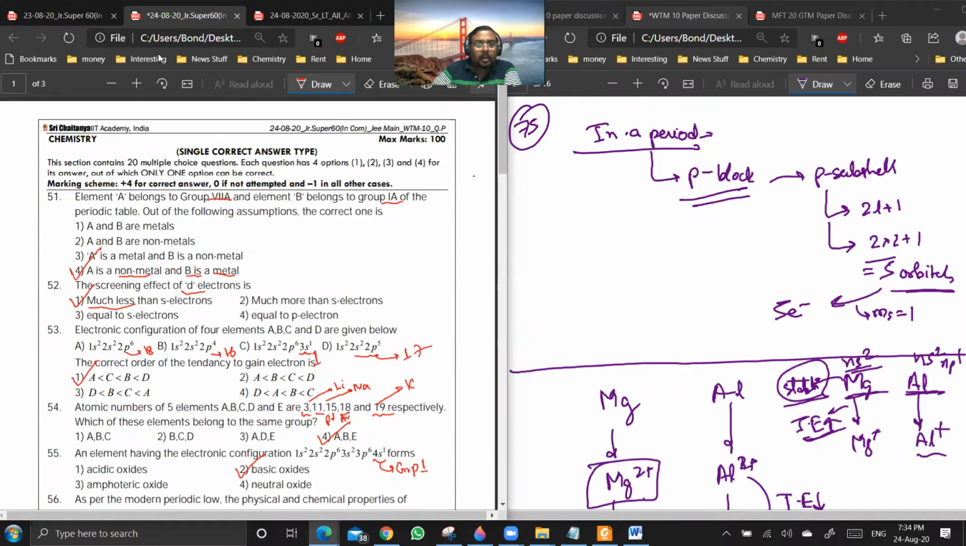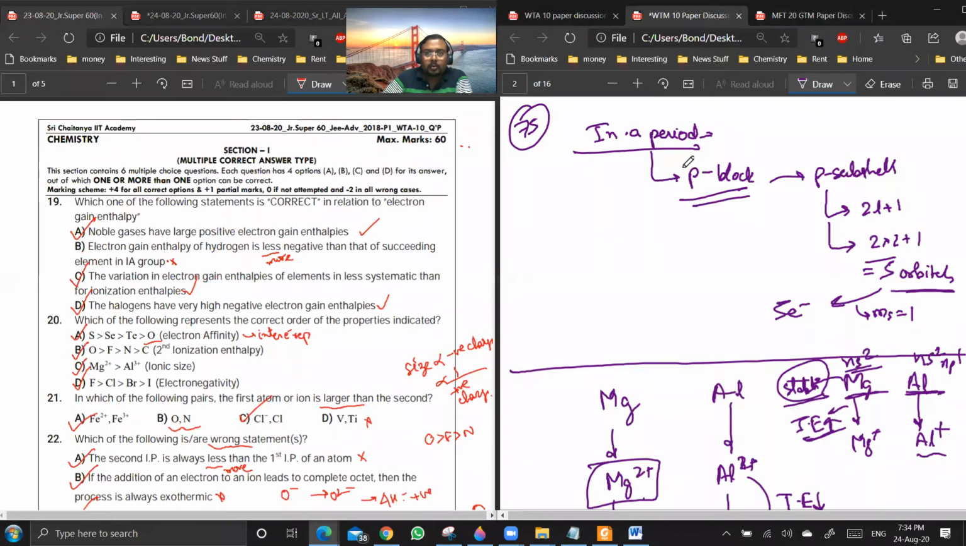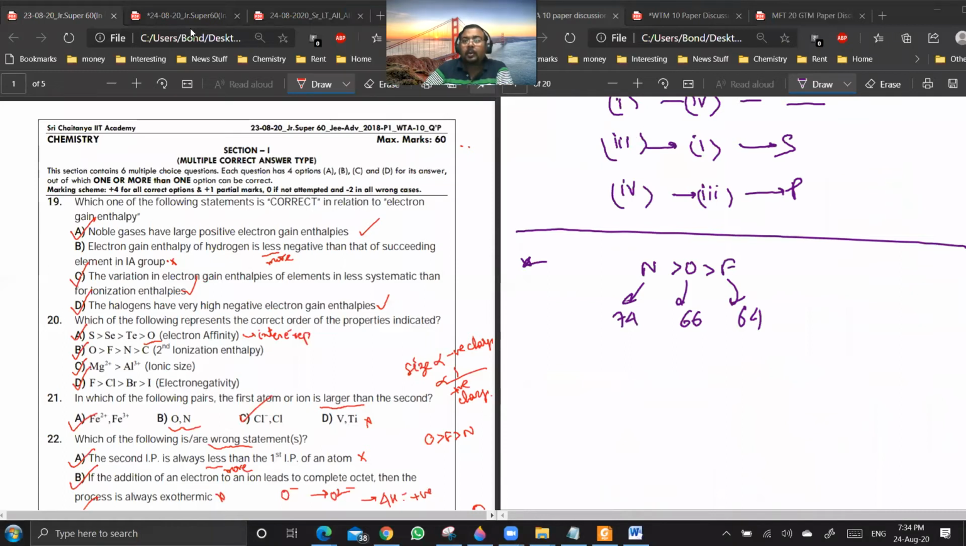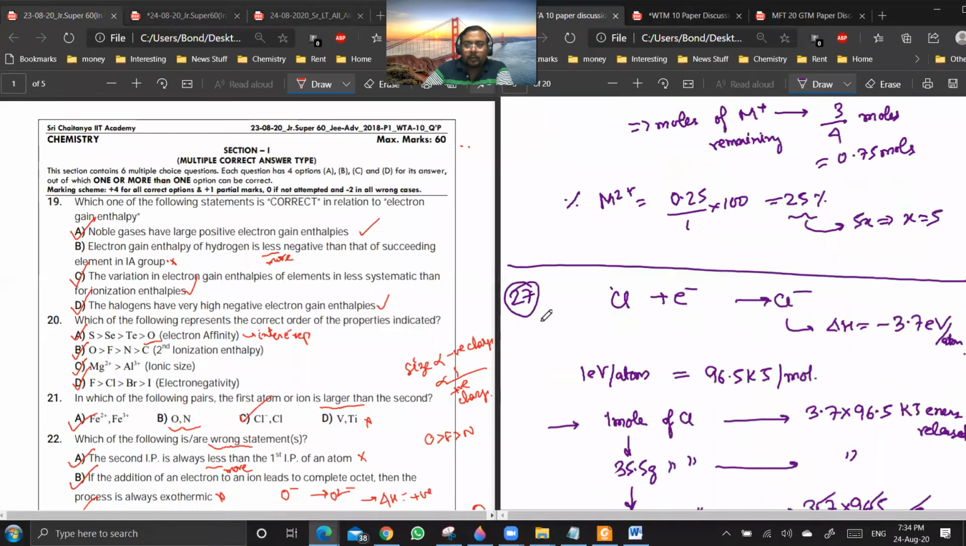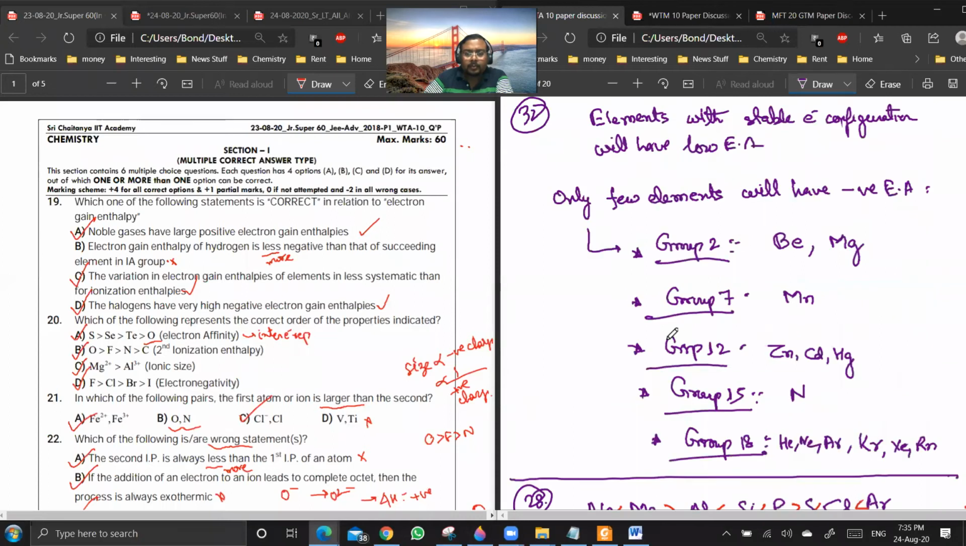Okay, so let us open the advanced paper. This is the advanced paper. Today I have to discuss like 3 paper discussions back to back. In the advanced paper discussion, we will be covering some good points. So let us start the advanced paper discussion. Any doubts?